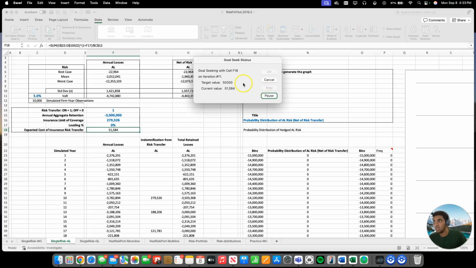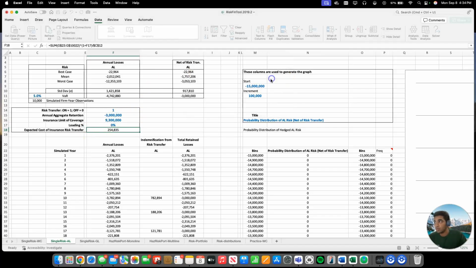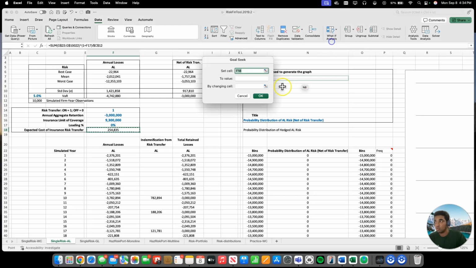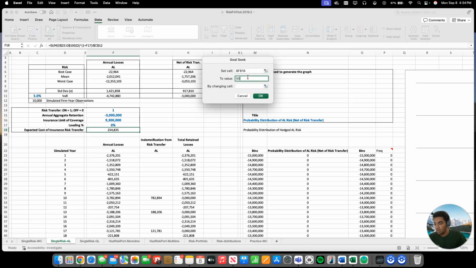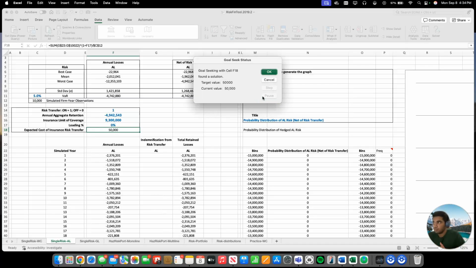Let's check it. It's going to take a while, and you're going to see $50,000. You only get $270,000 worth of coverage. That's not enough. That's not 12.3 million. So what if we cancel that and change a different one? Change this cell to 50,000 and change this one to whatever it could be.